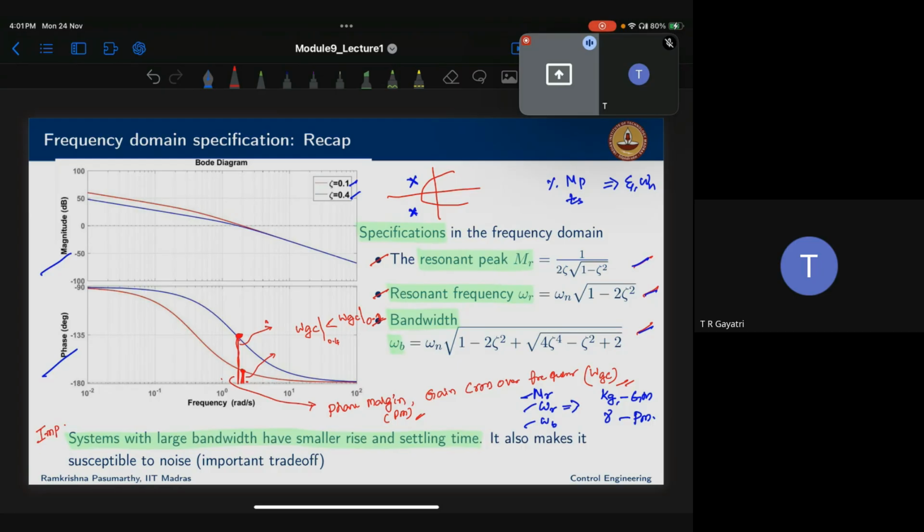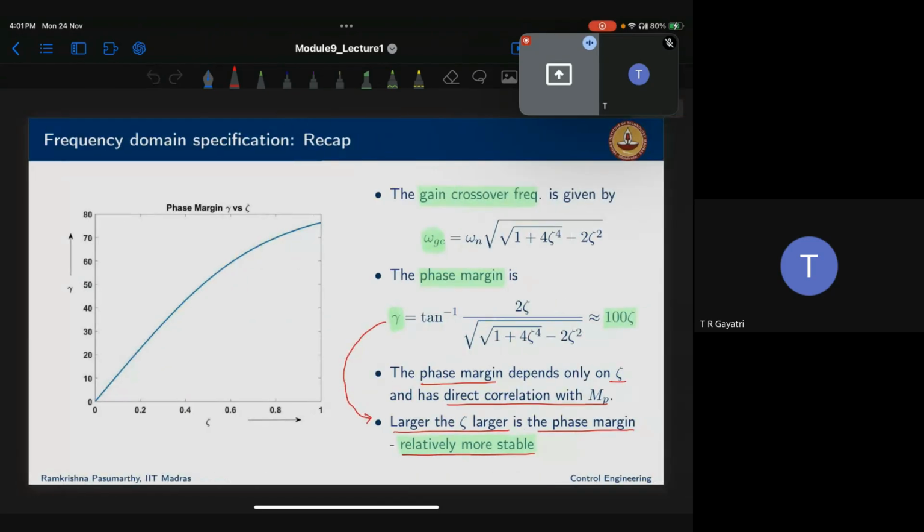There the design means you reshape the root locus plot using the compensators in such a way that the root locus should pass through the dominant poles. Here, given the frequency domain specifications, you will check the phase margin and gain margin, and reshape the Bode plot in such a way that you meet the exact requirements of the phase margin and gain margin, which will guarantee that you will reach these frequency domain specifications.